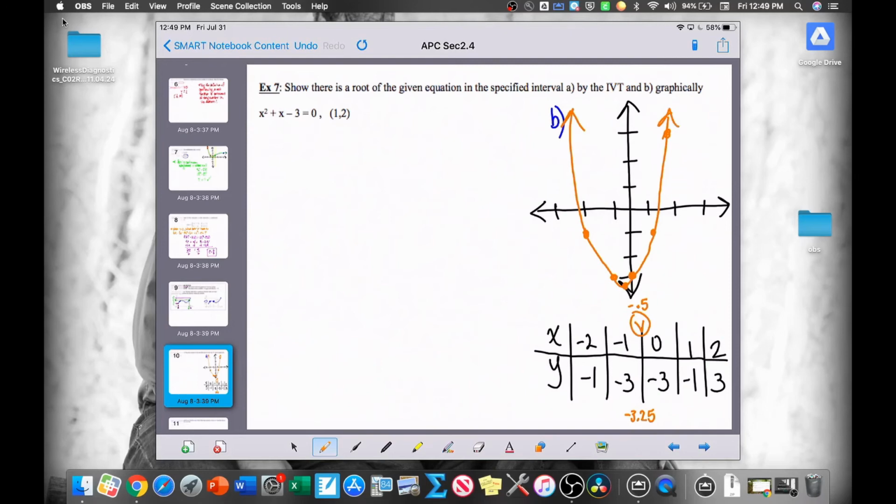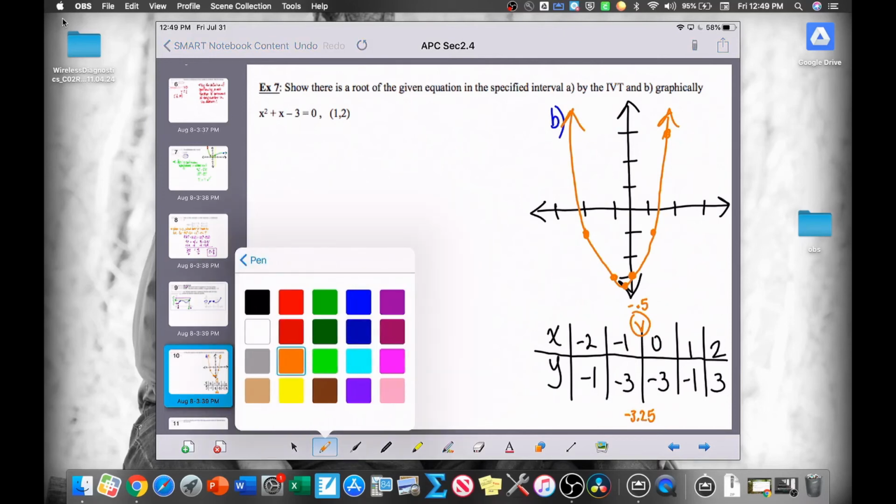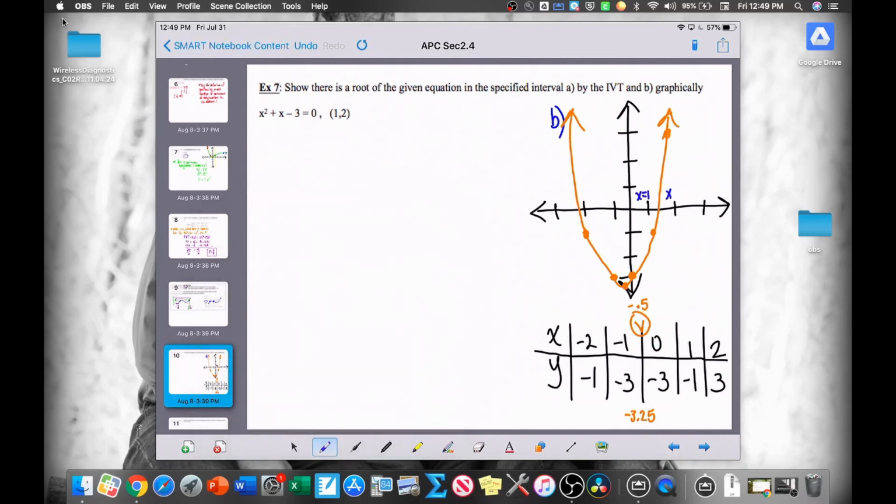All right, so I was supposed to show that there is a root of the given equation in the specified interval, and I chose to do part B first, which is to show that this is true graphically. Well, right here, you can see in my picture, here is x equals 1, here is x equals 2, and you can see that I have a root or an x-intercept on my curve that lives between those two values. Now, how do I show this using the intermediate value theorem? Well, f of 1, I already did, that's in my table: f of 1 is equal to 1 squared plus 1 minus 3, which gives me a value of negative 1. f of 2 is equal to 2 squared plus 2 minus 3, which gave me a value of positive 3.